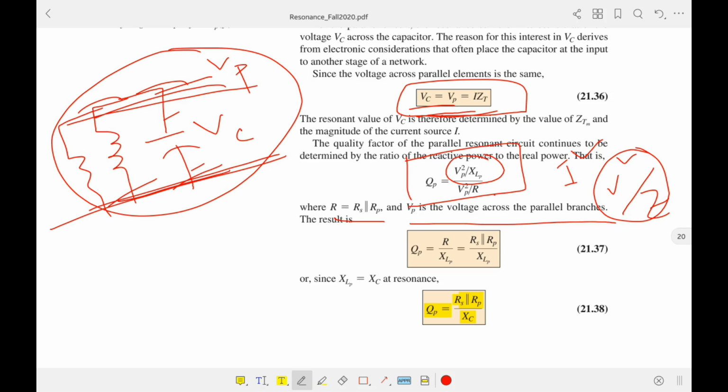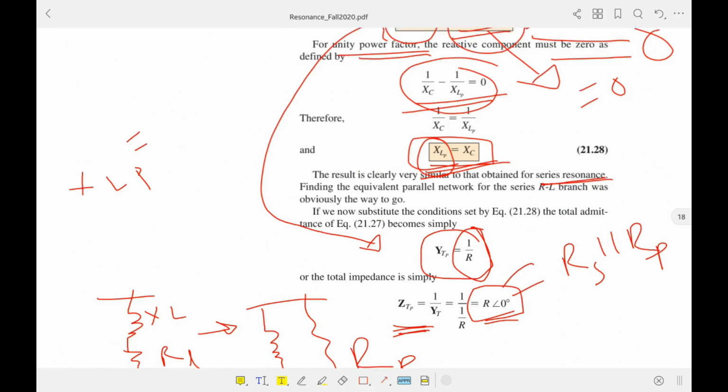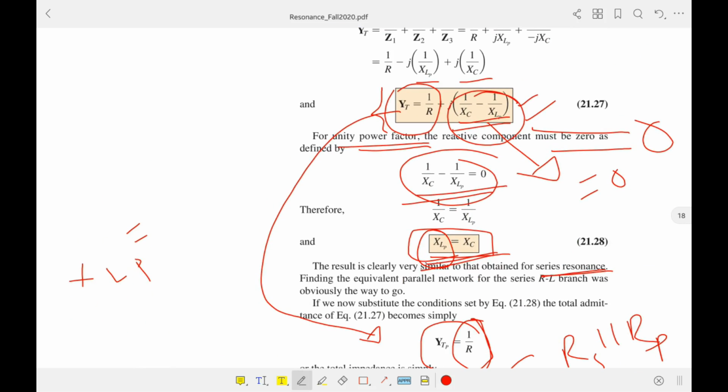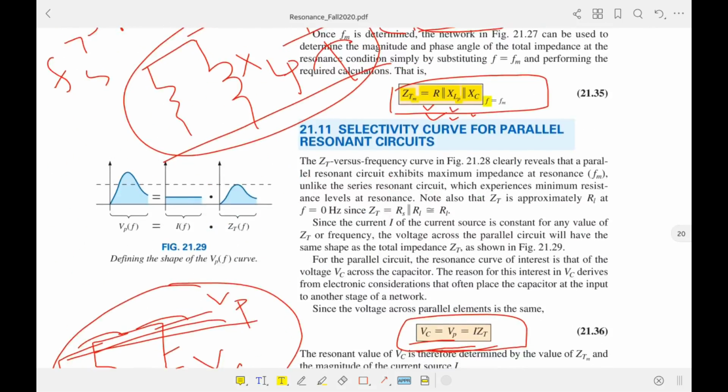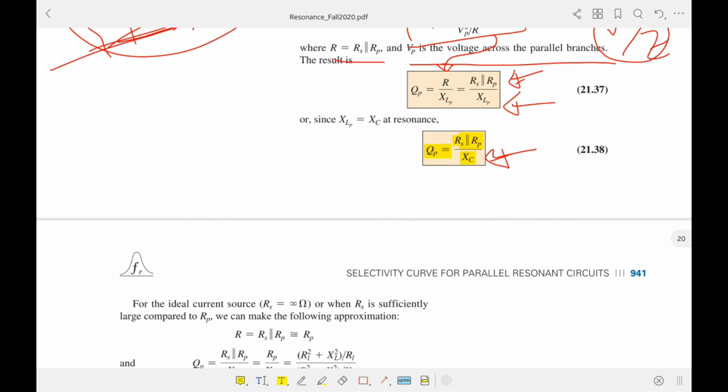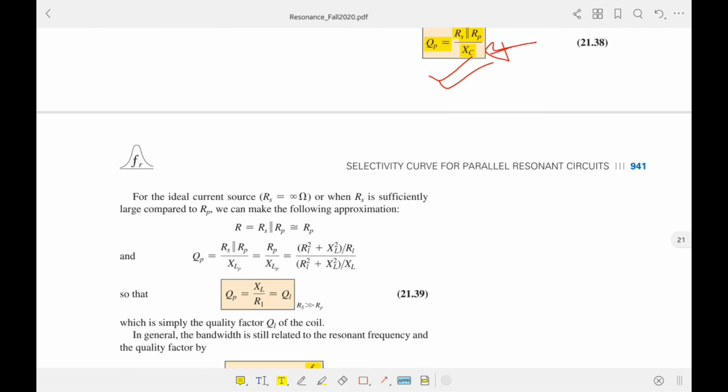And from here you can write that it will be just R over XLP, and R is just the RS parallel RP that I mentioned. And also we can write this XLP equal to XC, that is the parallel resonance condition, right? Previously we have derived it here. So that is the condition of parallel resonance. So obviously we can put XC instead of XLP. So this is the quality factor equation. We may need it in circuit solutions.